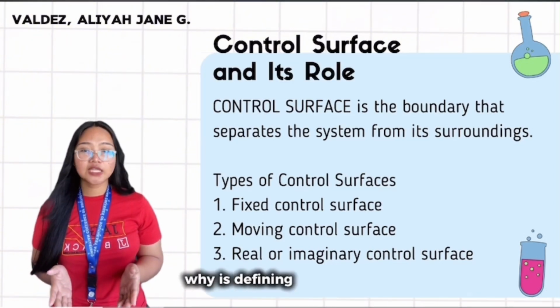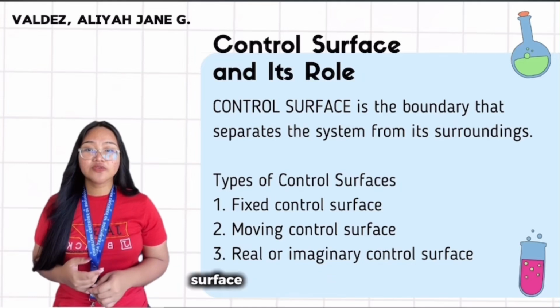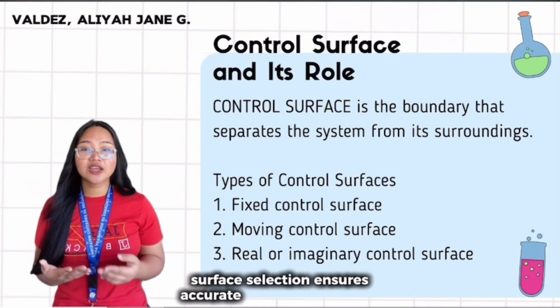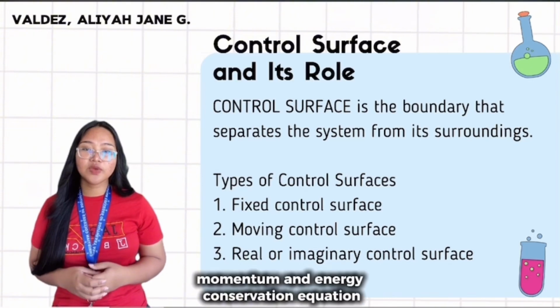Why is defining the control surface important? Precise control surface selection ensures accurate application of mass, momentum, and energy conservation equations.